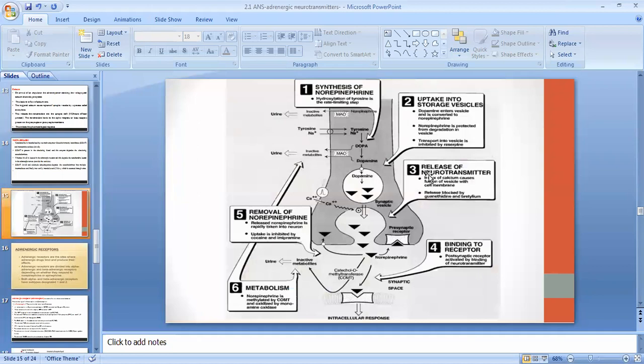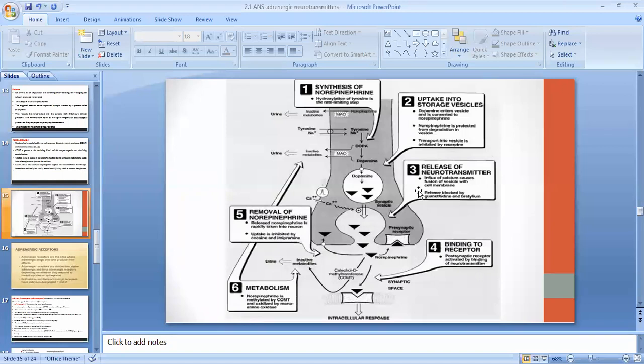See, this is a very important one. They are going to ask questions for 8 marks or 10 marks. So we are going to see the actions. Once the synthesis of noradrenaline is done and the impulse is coming, what happens? Step number 2, uptake into the storage vesicle. If they are not in use or not immediately required to be released into the nerve endings, they may be stored. So dopamine enters the vesicles and is converted to norepinephrine. Norepinephrine is protected from degradation in the vesicles.